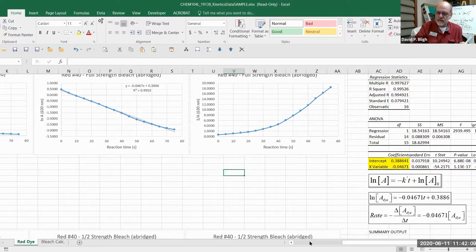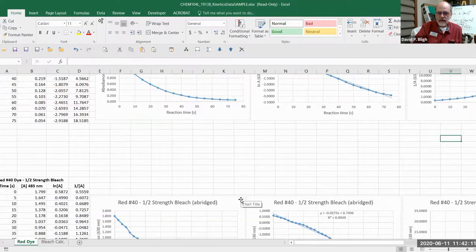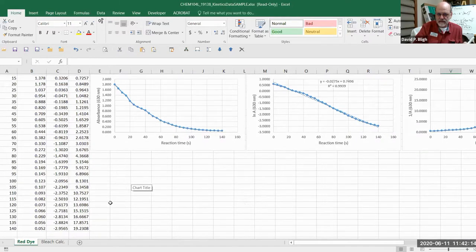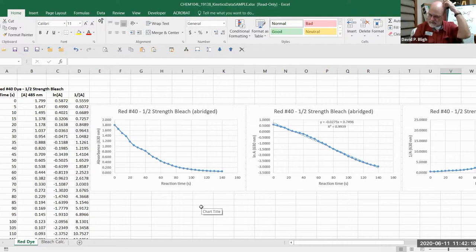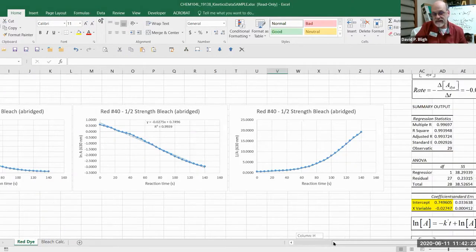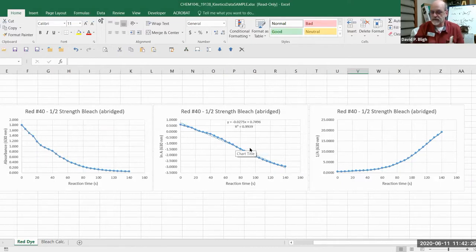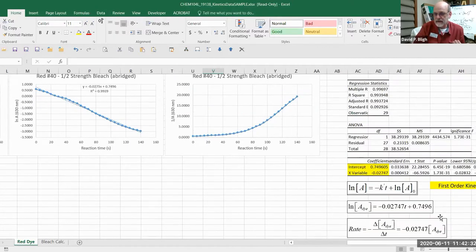Now we do the same experiment with half strength, and notice we get a bigger data set. So we just plot the data, and this data is not quite as good, but it does tell you that the reaction is indeed first order, right? Because you get the same result for the half strength, but you get a different K prime for half strength. Now the K prime is 0.02747. So those are two different K primes.